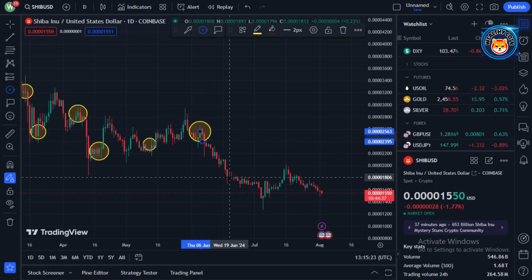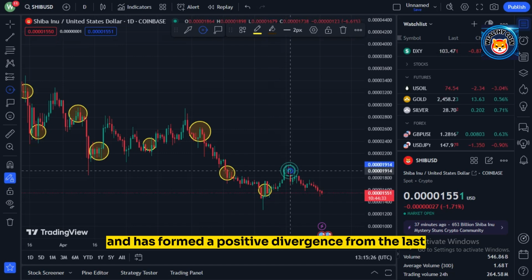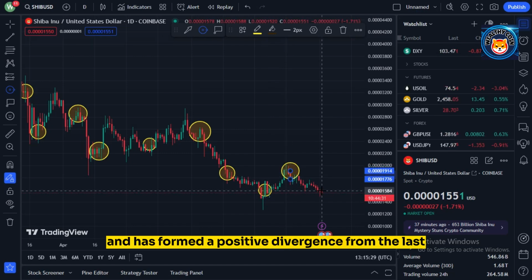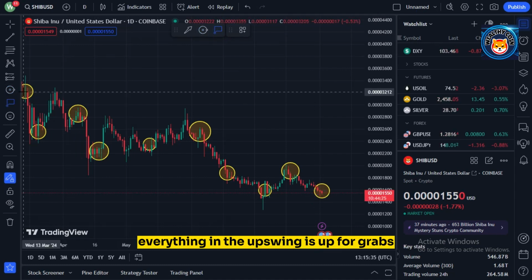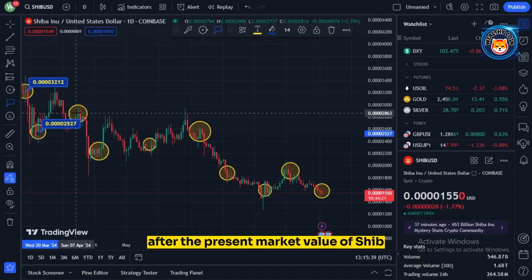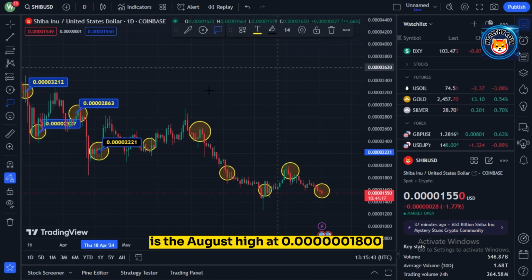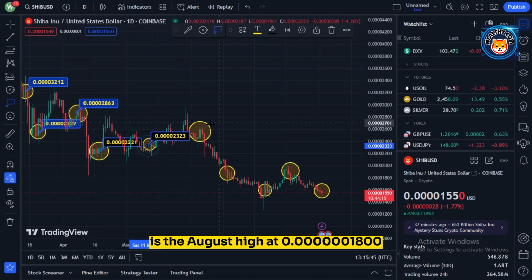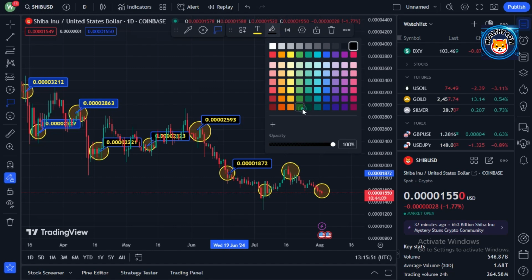Using the RSI, we can see that the price is re-entering support levels and has formed a positive divergence from the last consolidation zone, which was located near 0.00000000. Everything in the upswing is up for grabs if the RSI drops below the 40 mark. After the present market value of Shib, the next important level for bulls to target is the August high at 0.0000001800, which would lead to a 45% increase in price.